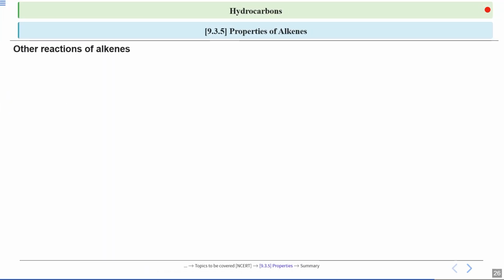Moving on further. Next we have polymerization process. So what is polymerization? Here the monomer, which is an alkene, adds to form a long chain polymer.